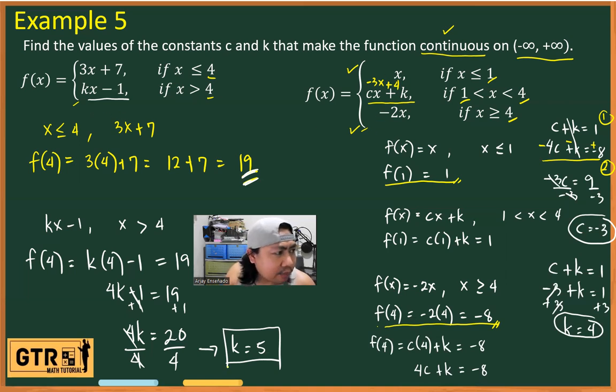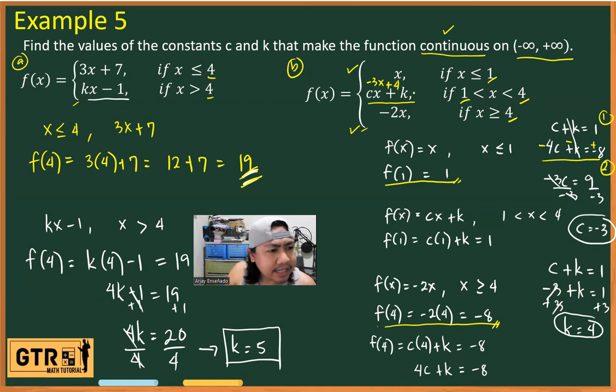At k equals 5 for letter A and c equals -3 and k equals 4 for letter B. So again, para maging continuous at -infinity to +infinity, the endpoints of the subfunctions must be equal. Okay, so that's why for letter A, we have both equate to 19.